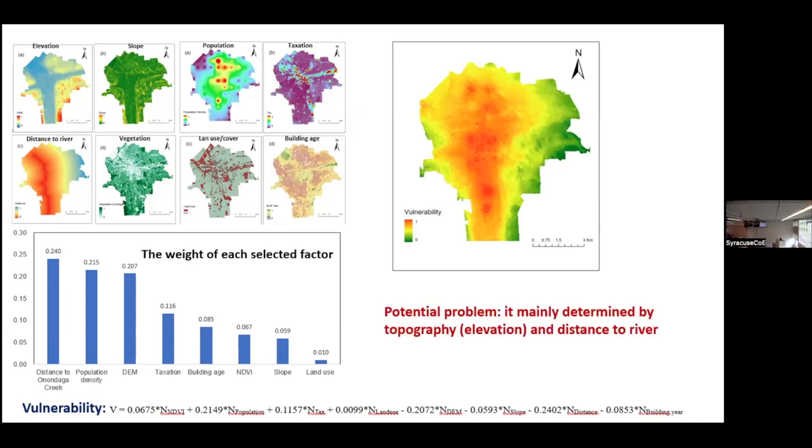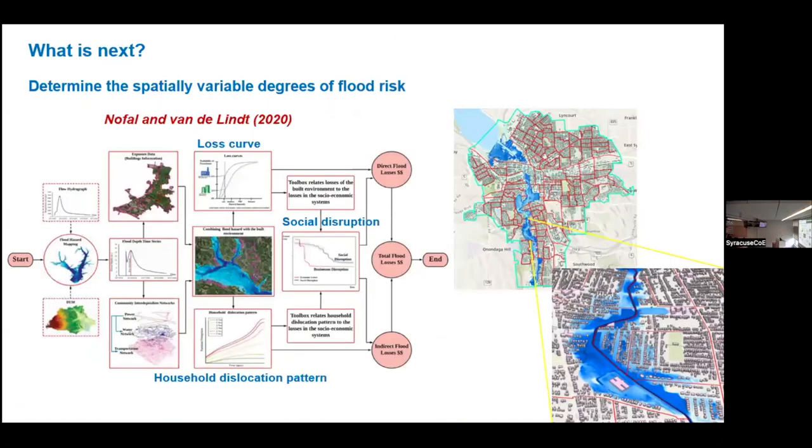The real problem to me is that this result doesn't help us to understand the vulnerability too much. Why? Because if you look at the pattern of this, it's very similar to the distance to the river. In other words, I don't have to run this model. Just based on the topography, look at this elevation. That basically tells me the lower areas have a high vulnerability. I already know that. Why do I do that, right? This is the main concern I have. So this analysis sounds cool, but it doesn't provide something really new.